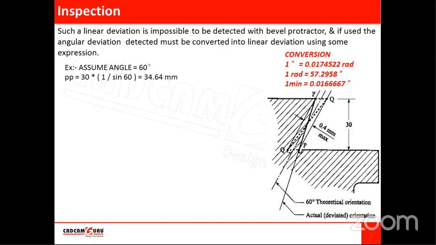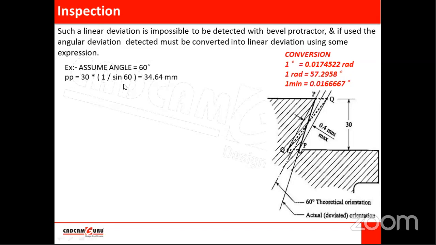So we will consider this angle as 60 degrees, the ideal or expected angle. Using this, we can calculate the length of PP. Using trigonometry, you will have the length of PP. So the length of PP is equal to this height multiplied by 1 upon sin 60. So this is just a trigonometrical calculation. You can easily do that.